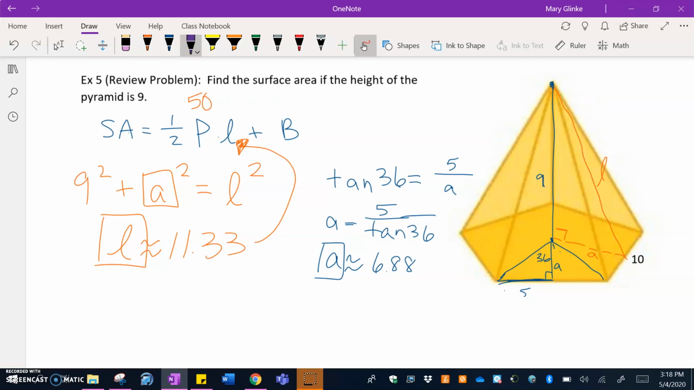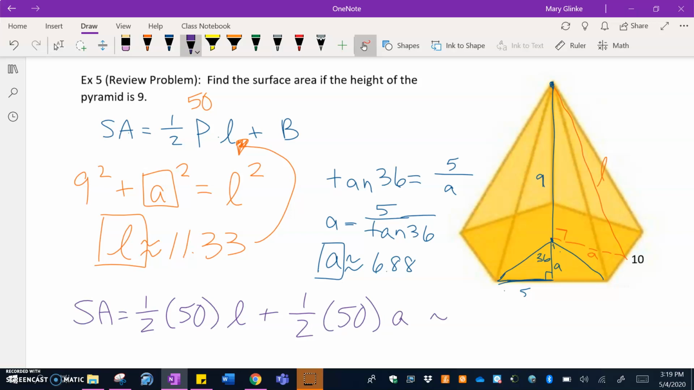So we actually have enough information to plug everything into our formula and calculate the area of the base within there. So we're going to use 1/2 of the perimeter times the slant height, which we again stored. We want the area of the base, which is going to be 1/2 of the perimeter times the apothem, which we also have stored. And so if we type all of that in on our calculator, we'll get an approximate answer of 455.29 units squared.